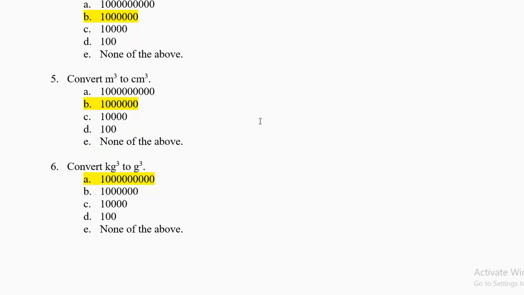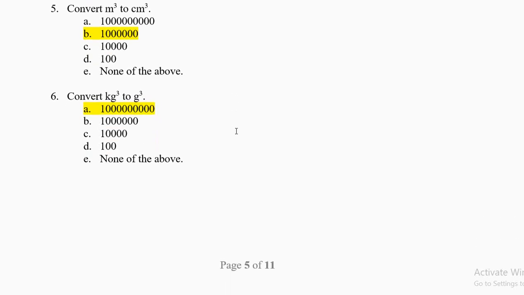So meter cube is 100 centimeter in bracket whole cube. You'll get 100 into 100 into 100 three times, which is 6 zeros. And your correct answer is B, which is 6 zeros.